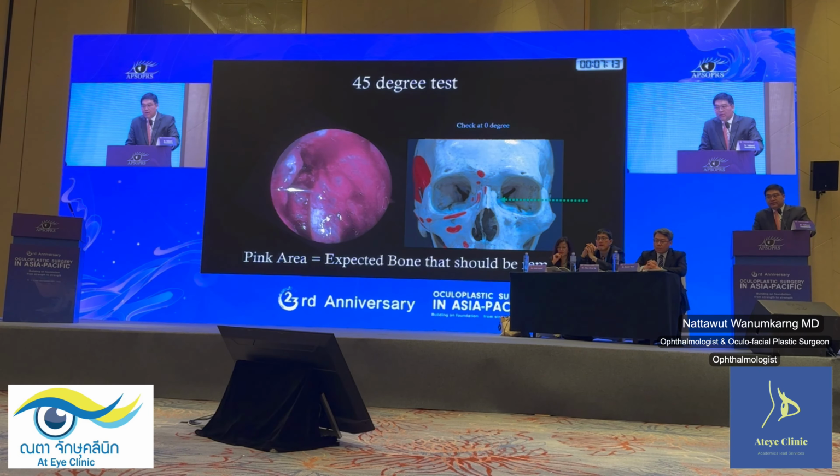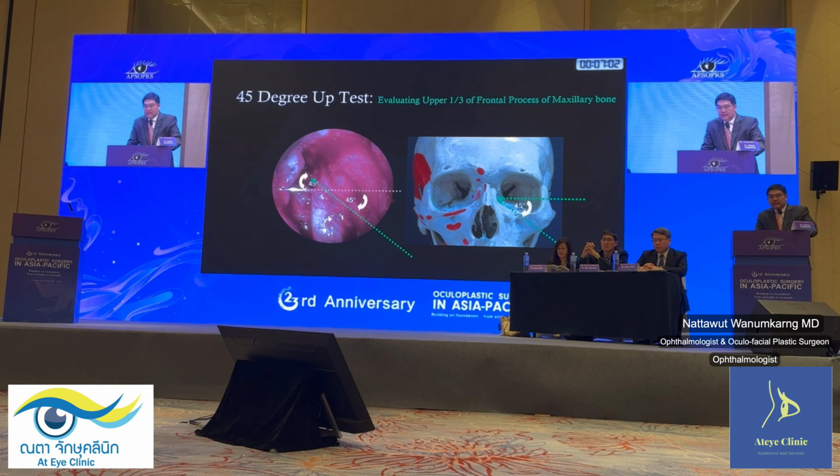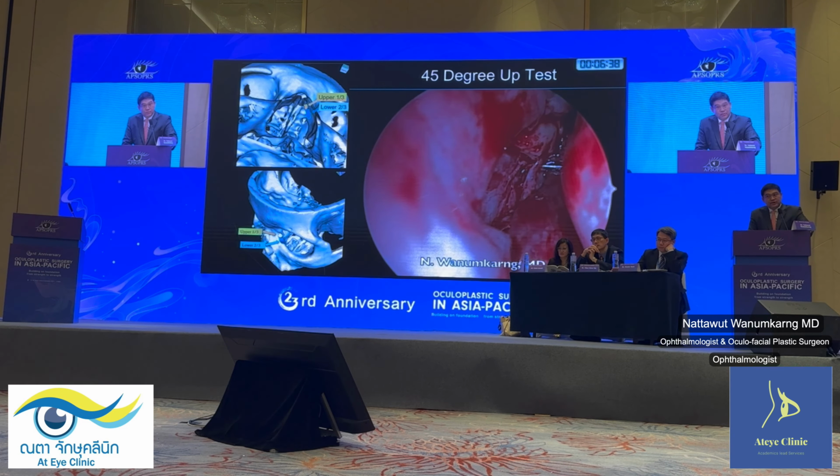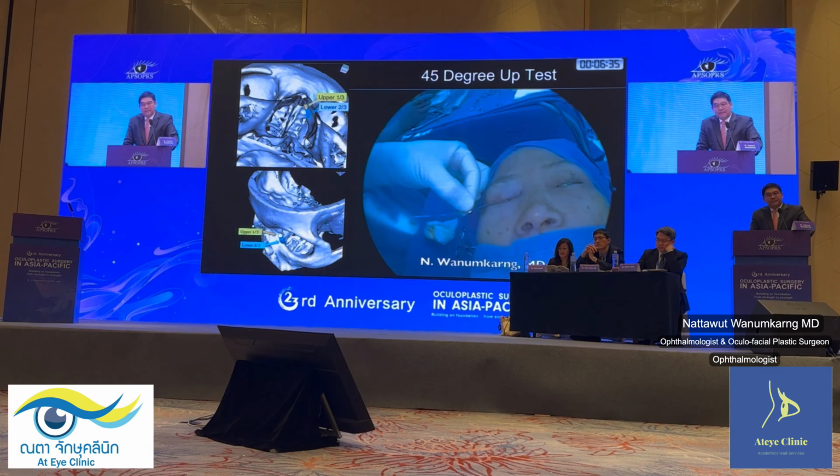To prepare the bony ostium, this shows 0 degrees, where you apply the tip of the Bowman probe. The pink area shows the expected bone that should be removed. To do the 45-degree up test, you just bend the proximal part of the Bowman probe down and apply it gently, superiorly. If you can pass the tip of the Bowman probe to the middle part of the lacrimal sac, through the area of the root bone, and touch the septal mucosa, that means the 45-degree up is positive.